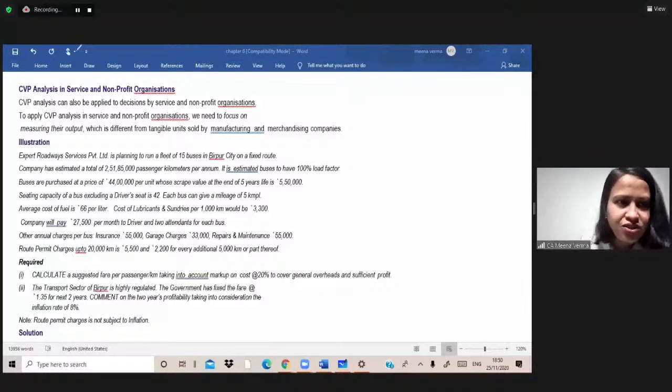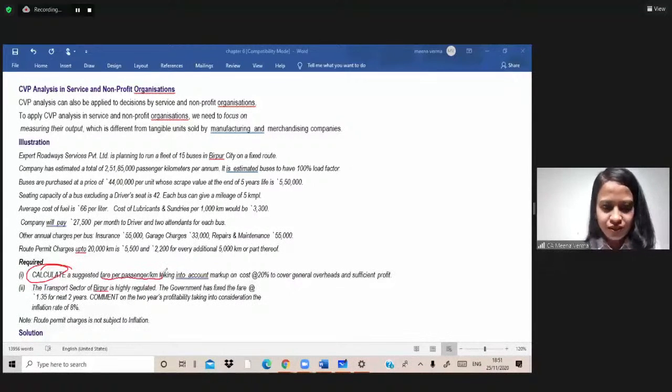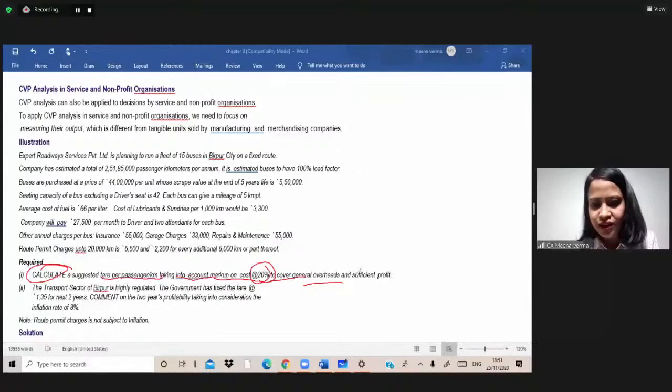I will do this question quickly. It is mentioned in the question that you need to calculate the fare per passenger kilometer, taking into account a markup of 20% on cost to cover the general overhead and the profit. This is a very easy question.